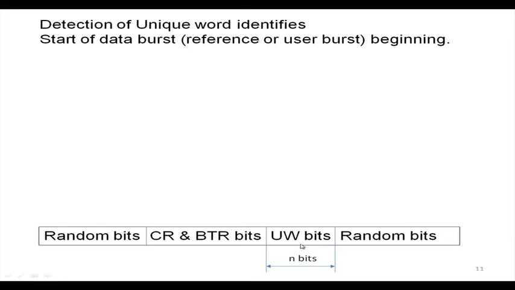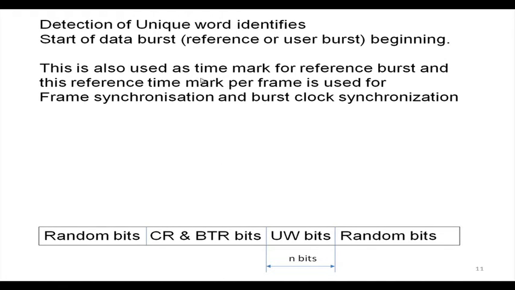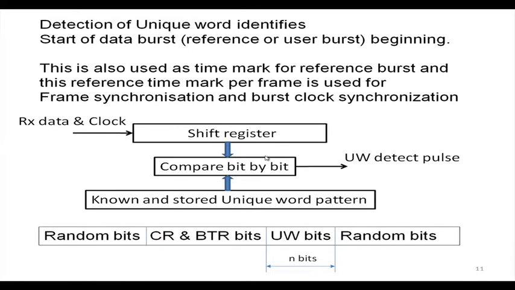This you remember. This Unique Word pattern is used as a time mark for the reference burst, and this reference time mark per frame is used for frame synchronization and burst clock synchronization. Within the frame there are bursts, so the burst clock also can be synchronized with this. What I am telling is shown in the blocks: the received data and clock go through the shift register, and there is a known, stored Unique Word pattern known by the receiver. They are compared bit by bit, and the Unique Word detect pulse comes.